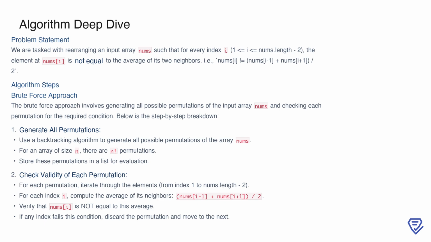In this approach, we generate all possible permutations of the array and check each one to see if it satisfies the condition. To do this, we first use a backtracking algorithm to create all permutations of the input array, storing them in a list. Then, for each permutation, we validate whether it meets the condition by iterating through the array and checking if the value at index i is not equal to the average of its neighbors. If any index fails this condition, the permutation is discarded, and we move on to the next one. This method ensures correctness but is computationally expensive due to the sheer number of permutations that must be evaluated.